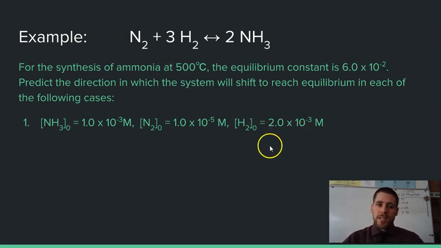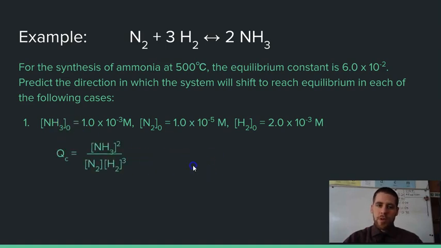So the only way to do this is to figure out where we're at on the graph, so to speak, figure out what is our current ratio of products and reactants, and then compare that to what it will be when it's at equilibrium, which is what we're given the equilibrium constant for. So these are all of our initial conditions. This little 0 indicates initial.